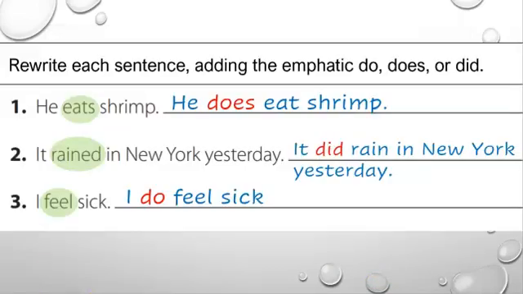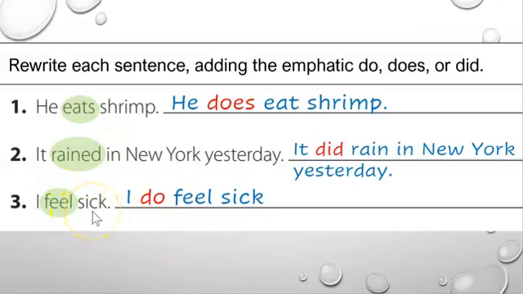Let's answer this question together. Rewrite each sentence adding the emphatic do, does, or did. He eats shrimp. This is a third person. He does eat shrimp. It rained in New York yesterday. The sentence is in the past tense, so the emphatic do is going to be did. It did rain in New York yesterday.